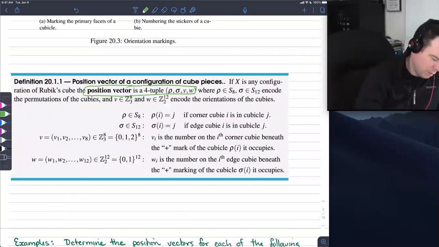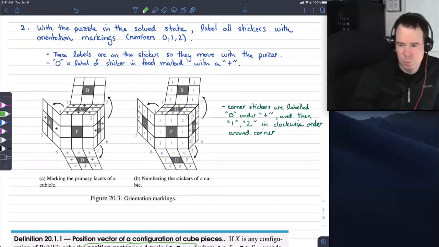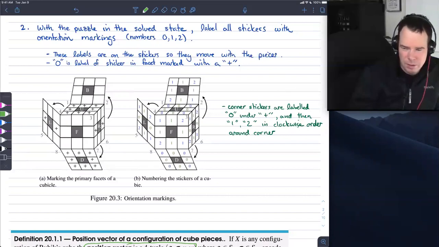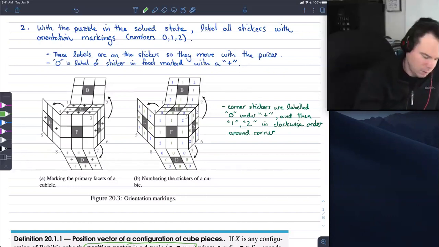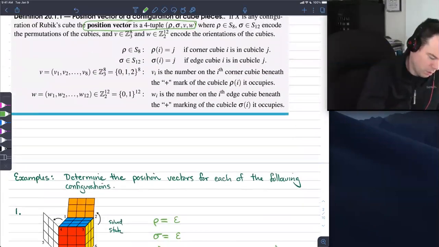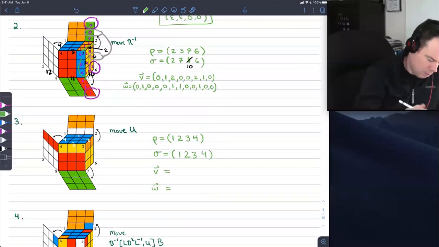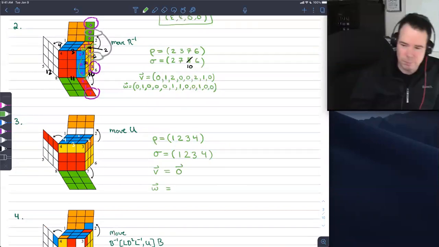So again, we'll scroll back up here. We're thinking about these two pictures. The numbers on the right-hand side, 0, 1, and 2, are the labels we've placed on the stickers themselves in relation to the primary facet, which is the plus sign in their home location. And I just noticed that as I turn the up layer, all those stickers on the top layer just move around, but they're still all under the plus signs. So it's zeros across the board for those. So this is the 0 vector.